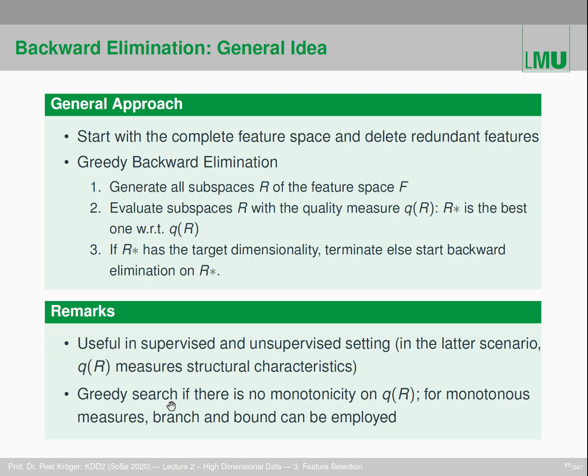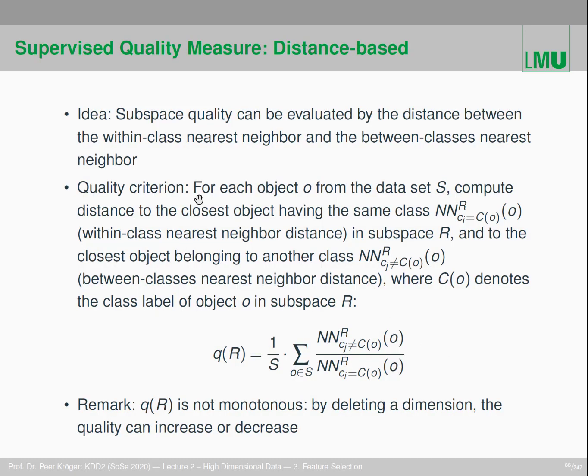The whole thing is typically a greedy search, because we typically assume that there is no monotonicity on the quality measure. If we would have some monotonicity, we could of course apply branch and bound like Apriori or FP-growth in the itemset mining problem. Okay, so let's have a look at the quality measures here.